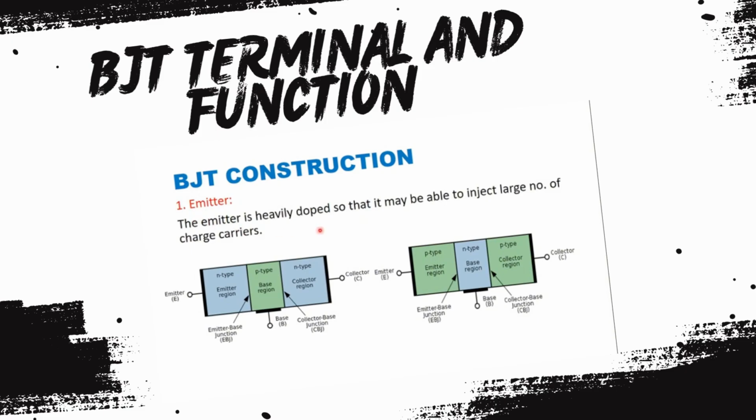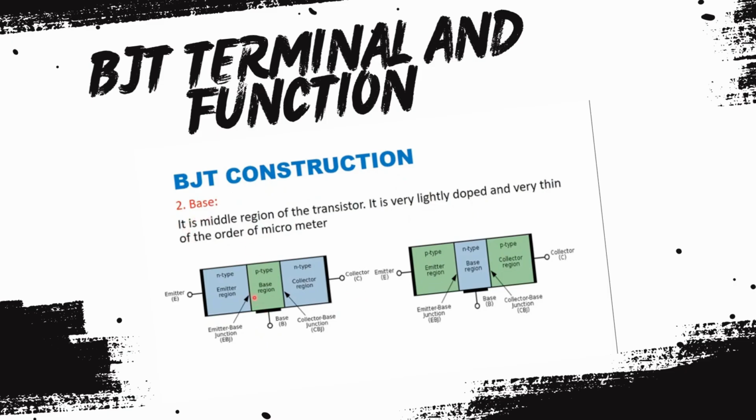Emitter region is heavily doped. Why is it heavily doped? So that it can inject a large number of majority charge carriers into base region.